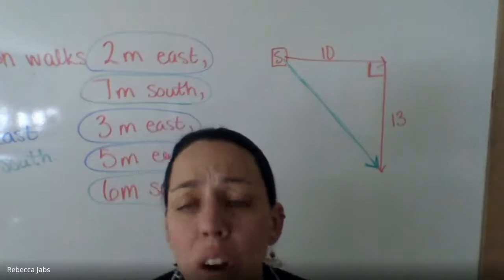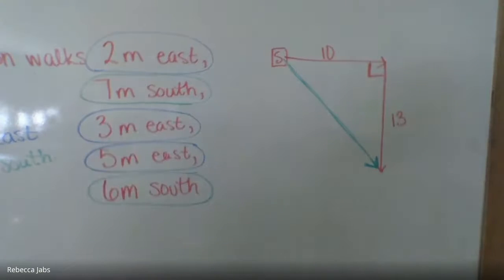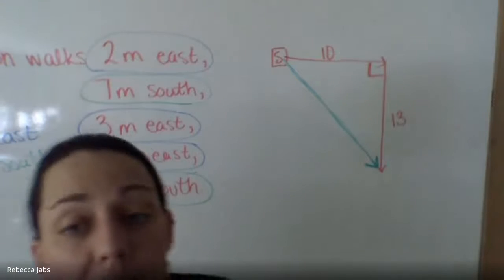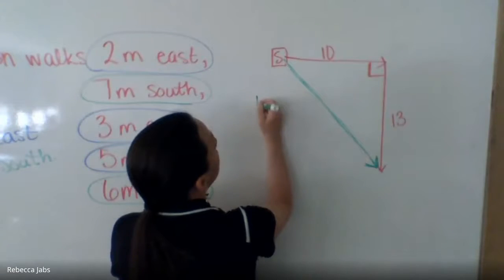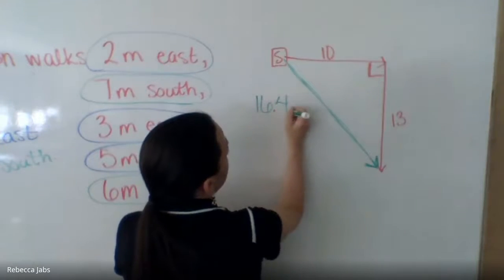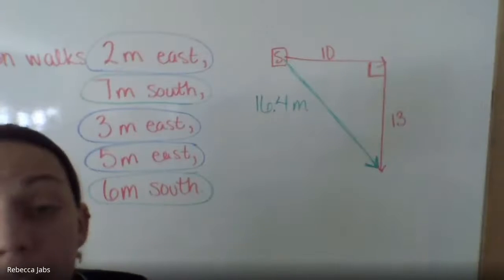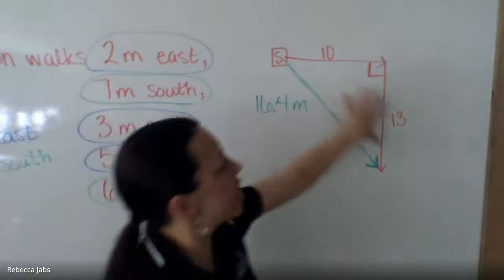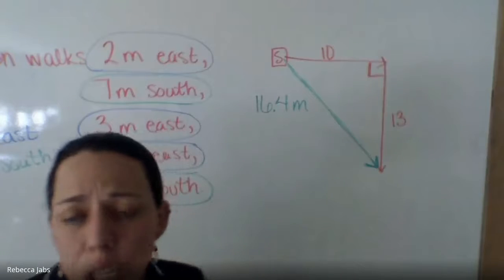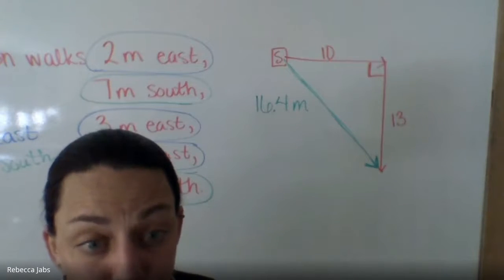Anybody want to tell me either on chat or unmute yourself, what did you find for the length of that hypotenuse? 16.4. Very good. 16.4. Anybody else get 16.4? Yeah, I got that. Good, good, good. Guys, that's a lot of points for the test on Friday. You can take all of this, get these numbers, which was not hard, get that answer of 16.4.